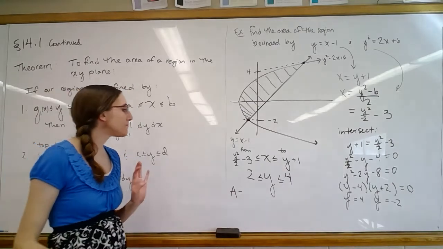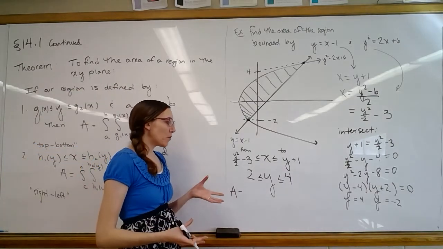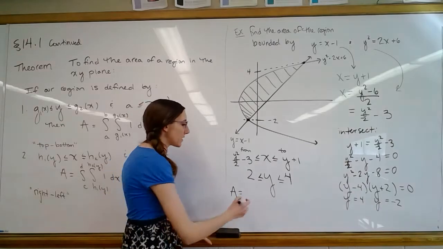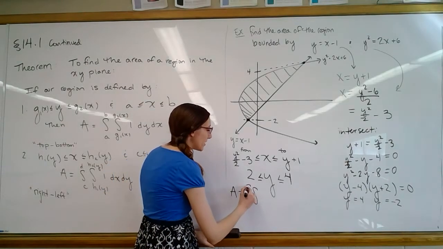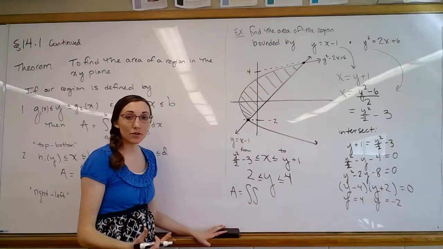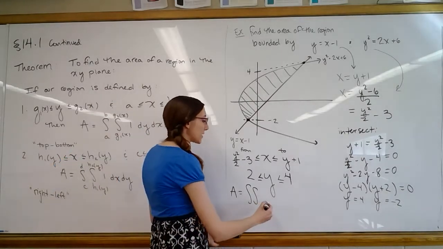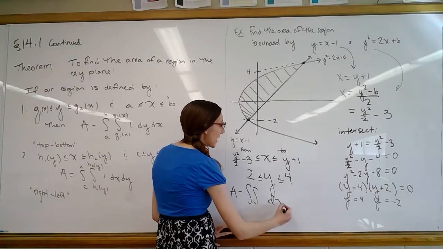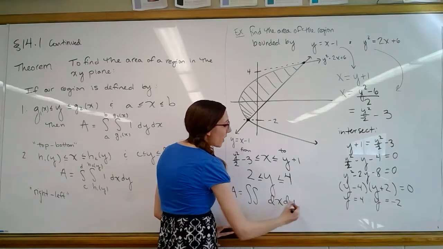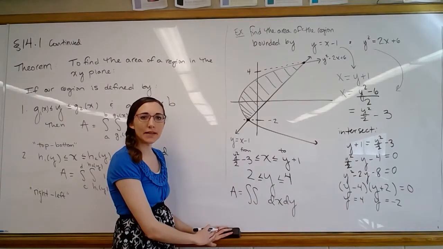Our area, we have to think about which order to do it in. Now we have to think about our order of integration. Remember, my inside integral needs to be the function bound. So in this case, my function bounds are with respect to x. So this is going to be a dx and then a dy integral. So we're going to have an integral of dx dy.